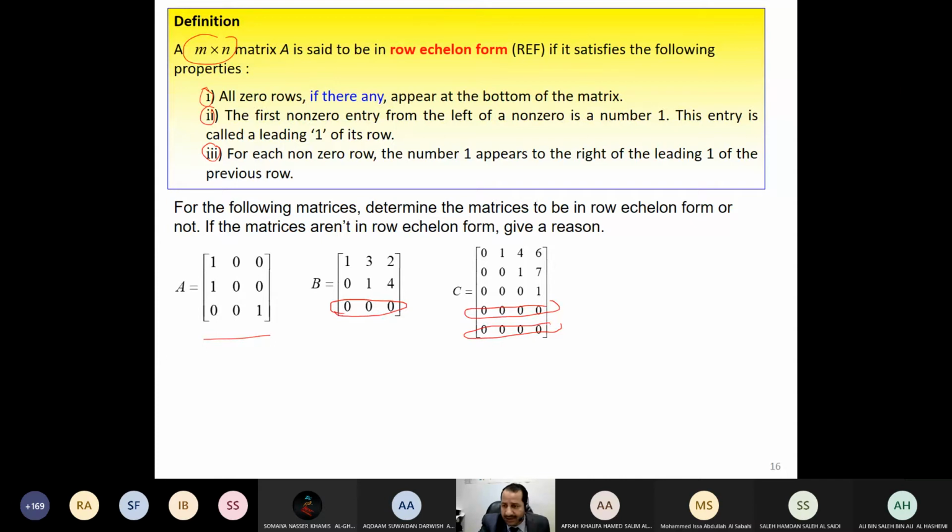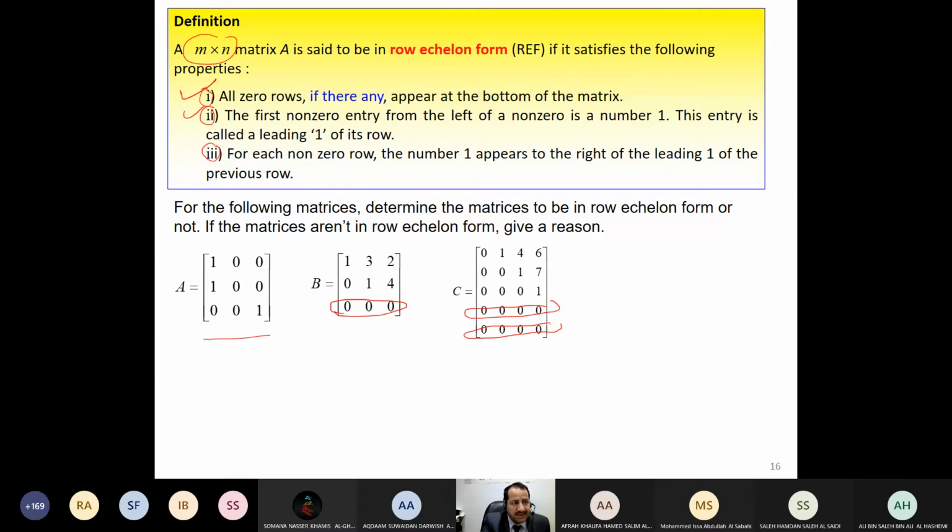But we still cannot say the matrix is in row echelon form. We need to satisfy the other 2 conditions. We have 3 to satisfy. The first condition is done. Let's come to the second one. In the first non-zero row, the first non-zero entry from the left should be the number 1.